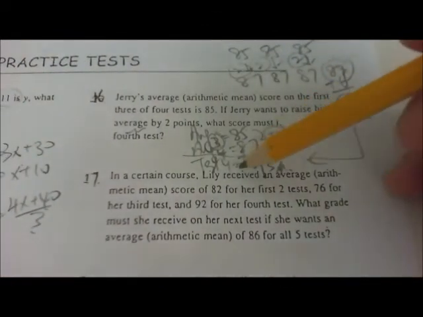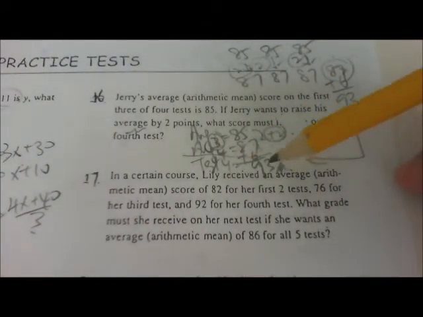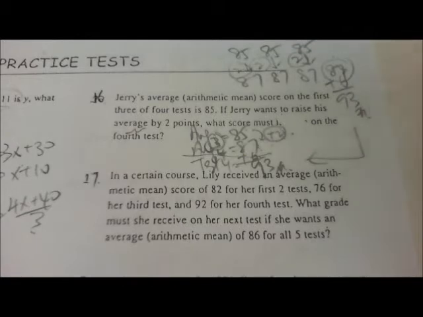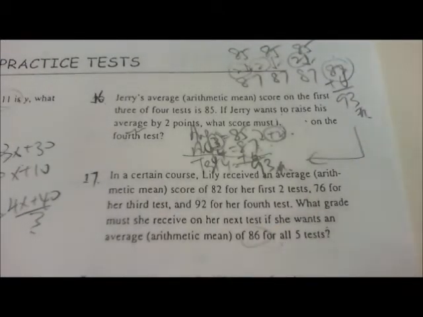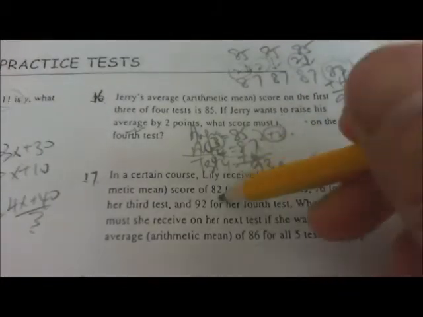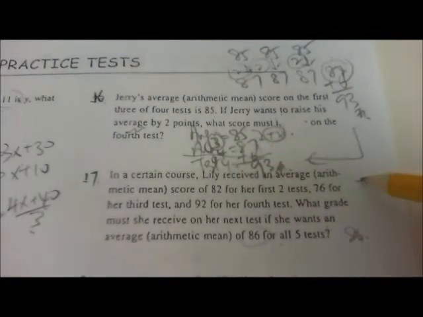Lily received an average of 82 for the first 2 tests, 76 for her third test, and 92 for her fourth test. What grade must she get to have an average of 86 for all 5 tests? So in this case, I need to get 86 for 5 tests. So let's say you need to get 86 average right now. But for the first 2 you're behind 4 points each, so you're behind 8 points right now. You need 8 more points from there.